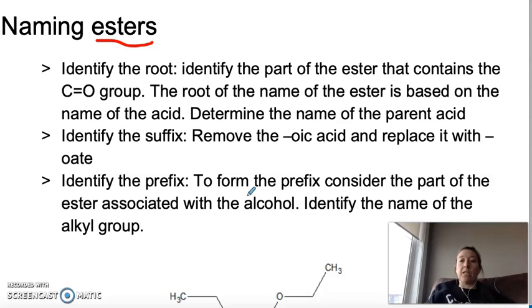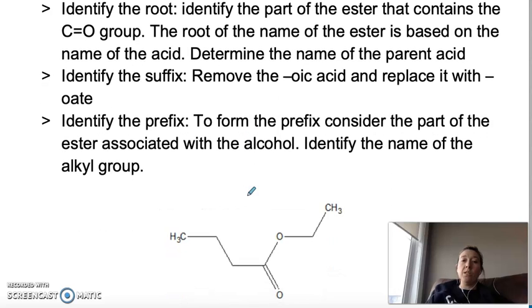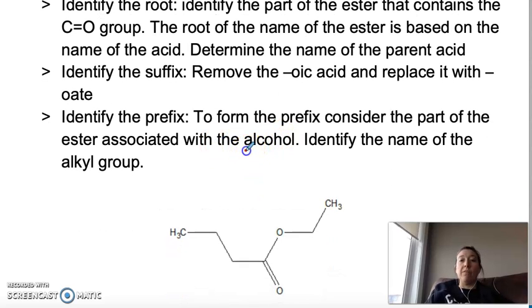So your prefix, normally the prefix tells you the size and location of any side chains. When you are dealing with esters, it doesn't. When you're dealing with esters, that prefix is giving you the name of that alcohol, right? And that's why I showed you a minute ago how you can divide that ester into the carboxylic acid part and the alcohol part, because you need to be able to know what the two parts are so that you can name them. So whatever the alcohol was, it's going to go into the prefix.